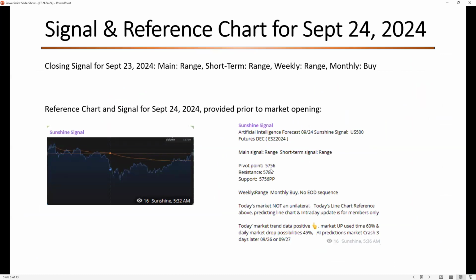Tuesday, this is the pre-market signal, and this is the reference chart here for Tuesday. And we see here that the signal is providing that we may have a dip, but ultimately it could be a range-bound day. And the point of reference is here, 57.56. As long as this holds, we could be seeing another kind of range-bound day.